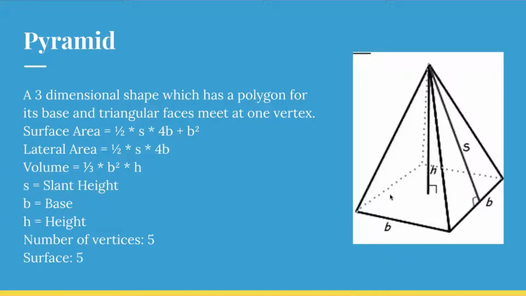The lateral area is similar to surface area, but you don't count the top or the bottom. So in this case, you don't count the square on the bottom of the pyramid. The formula is just 1/2 times S times 4b. The volume of a pyramid is 1/3 times b squared times the height. Again, S is the slanted height, b is the base, and h is the height. The pyramid has 5 vertices and 5 surfaces.